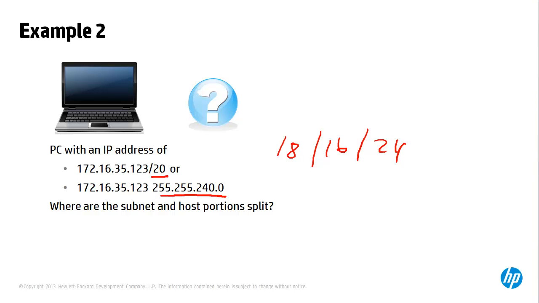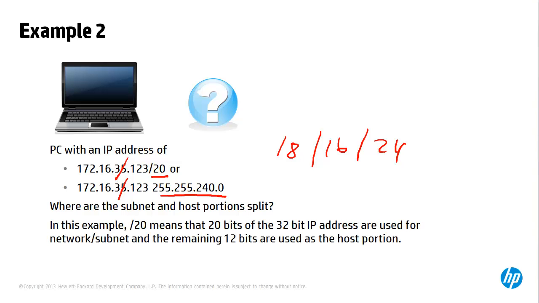The network and host portion lies somewhere in the third octet. So the network host split is somewhere in here. In this example, /20 means that there are 20 bits of the 32-bit IP address which are network or subnet, and the remaining 12 bits are used for the host portion.